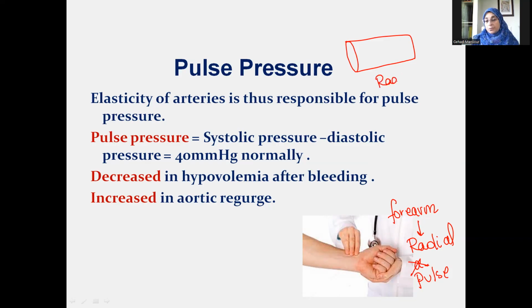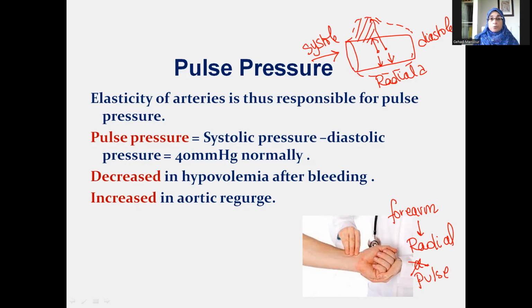So if this is the radial artery, and this is the diameter of the radial artery during diastole, for example, then when the artery receives more blood during systole, the artery will expand. So this difference between the pressure during diastole and the pressure during systole gives you this pulse that you feel, this bounding sensation that you feel.